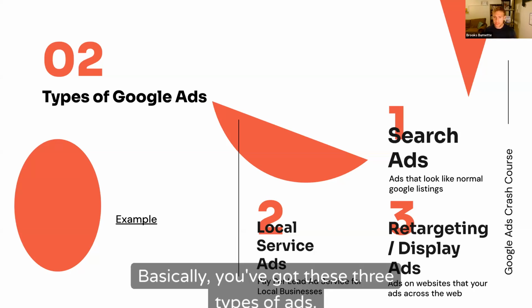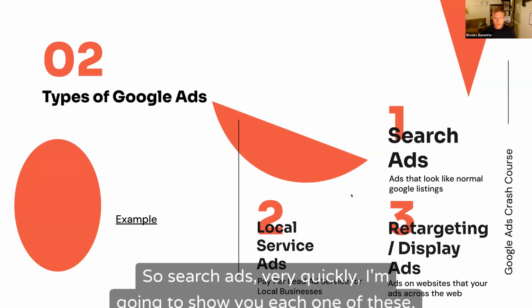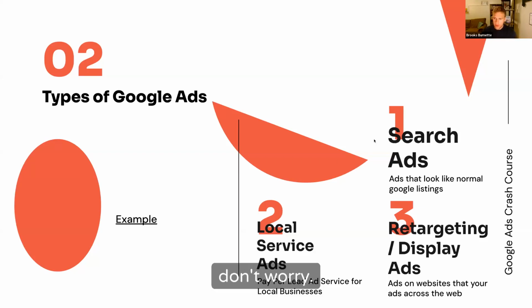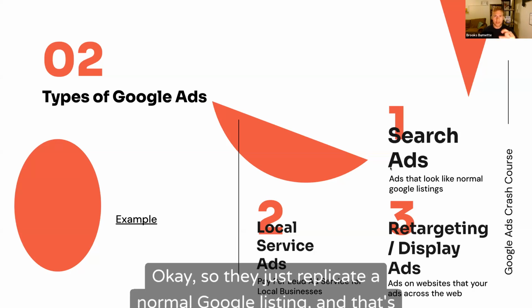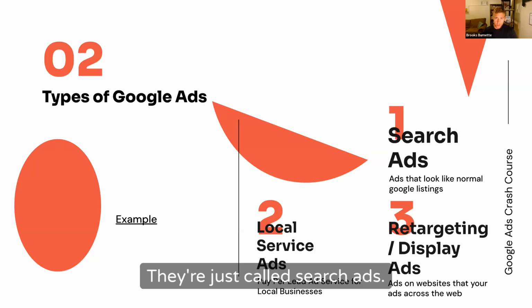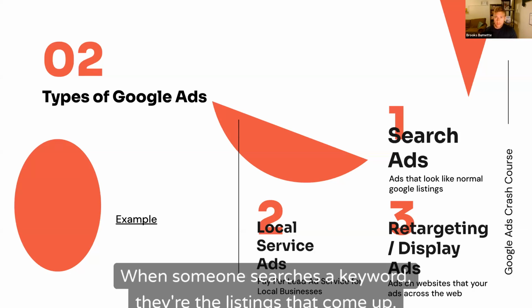Basically, you've got these three types of ads. Search ads, very quickly, I'm going to show you each one of these, don't worry. But search ads are just ads that look like normal Google listings. Okay, so they just replicate a normal Google listing, and that's just what they are. They're just called search ads. When someone searches a keyword, they're the listings that come up.